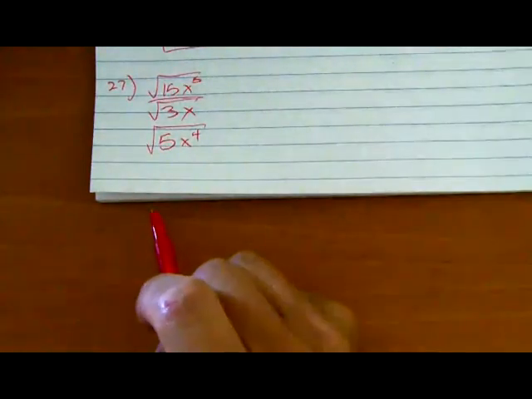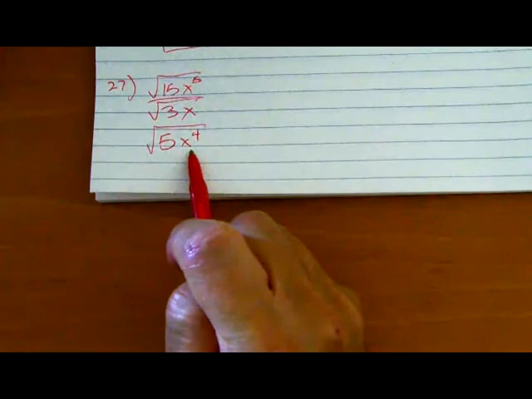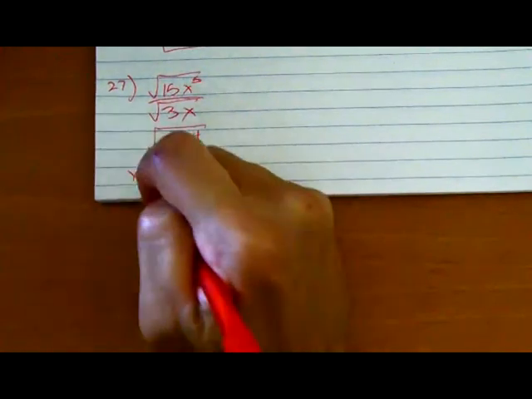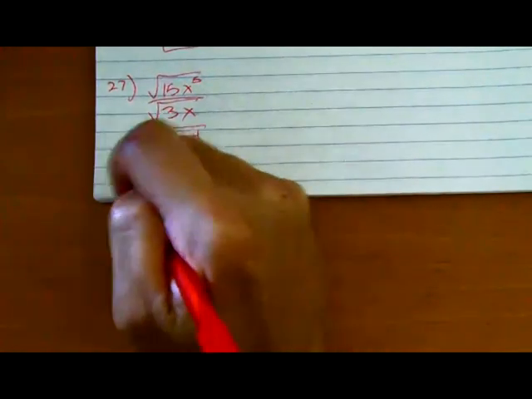We can square root x to the 4th. That would be x to the 2nd. And we can't do anything with the 5.